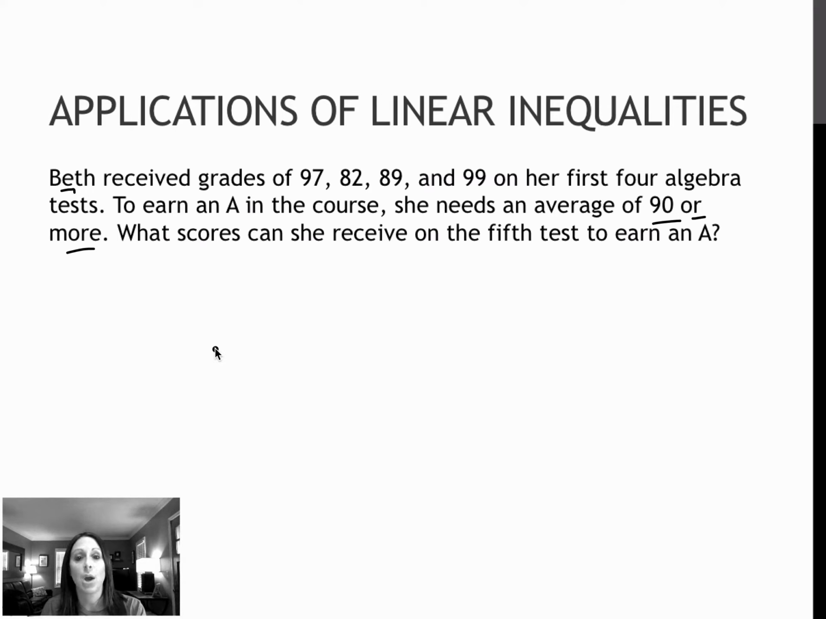So first we need to understand how averages work. To average things, we add up the total and then we divide it by the number of numbers. So here we have 1, 2, 3, 4, plus that extra test, we're going to have 5 scores.